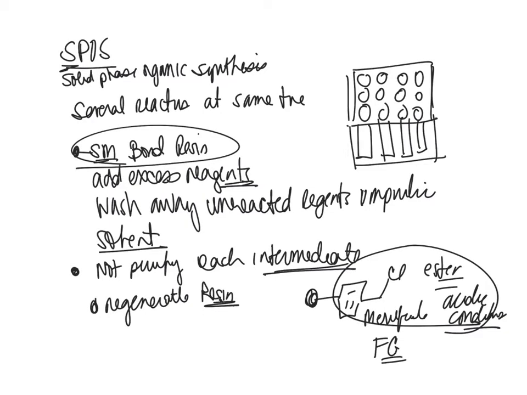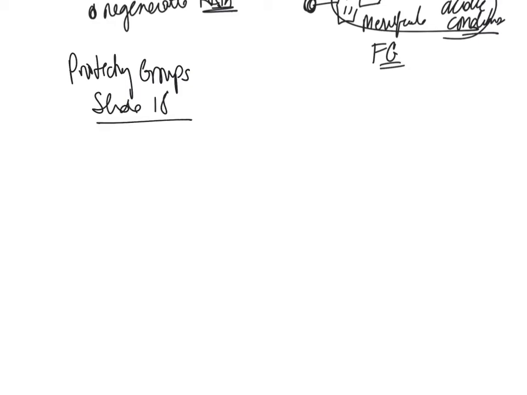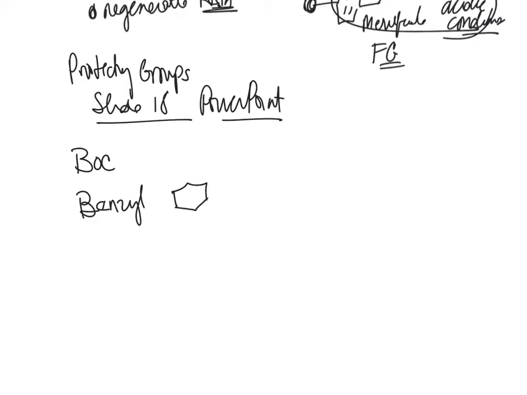Another thing you always have to consider is protecting groups. Protecting groups are important when you're thinking about the resin. This is actually slide 18, the different protecting groups in your PowerPoint slides. So I would refer to those as you're taking notes and reading this chapter. But the typical ones you have are like the Boc and the benzyl. A benzyl group is like this. A Boc group is like this.